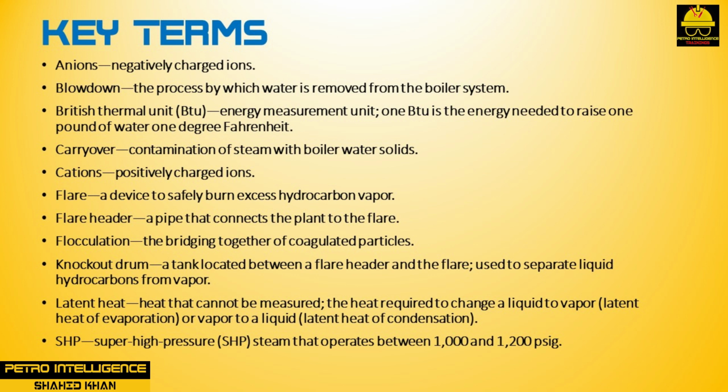Flare is a device to safely burn excess hydrocarbon vapor. Flare header is a pipe that connects the plant to the flare. Flocculation is the bridging together of coagulated particles. Knockout drum is a tank located between a flare header and the flare, used to separate liquid hydrocarbons from vapor.